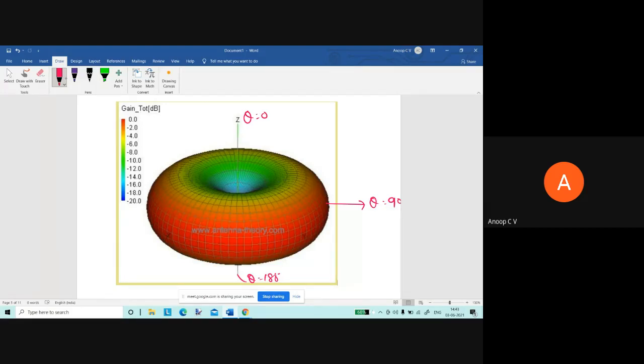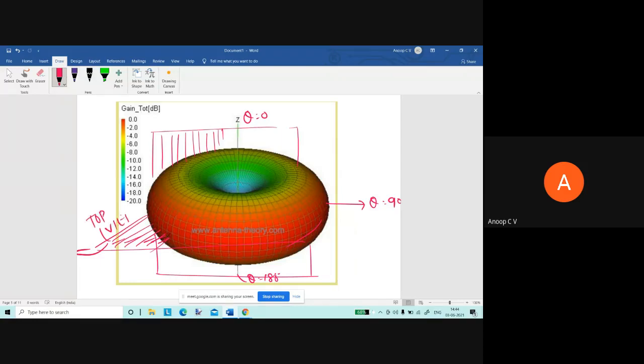So if I take two cuts, one cut in the zy plane or zx plane, and one more cut like this, right? If I cut like this, it will give me the top view, and if I cut like this, it will give me the side view.